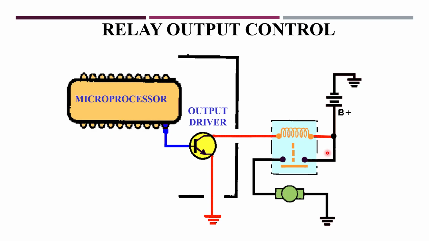Here I'm using a microprocessor to spit out a voltage to turn on a transistor, and that transistor is going to provide more power than the microprocessor could on its own to energize a coil, in this case, that's going to close contacts to supply power to that motor.